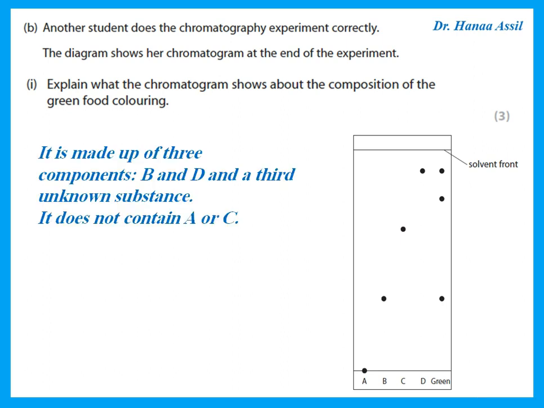Well, obviously, we can say that it is made up of 3 components because it gives 3 spots. One of the spots is at the same level as B. The other spot is at the same level as D, so that means it contains B and D. It has a third spot that is not similar to A or B or C, so it is an unknown substance. And obviously it does not contain A or C. It doesn't have a spot at the same height as A or C.